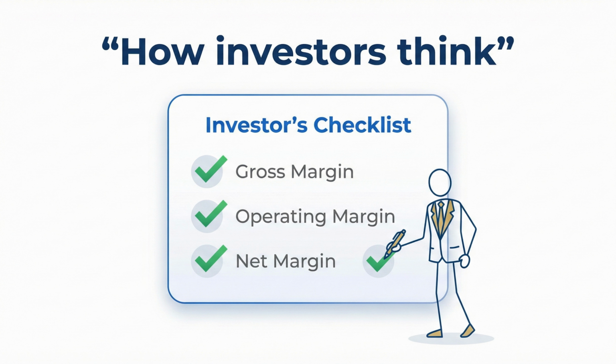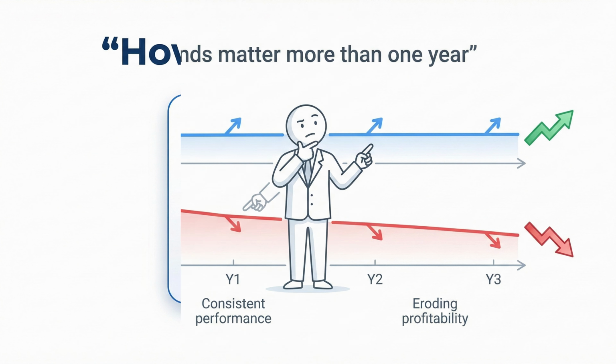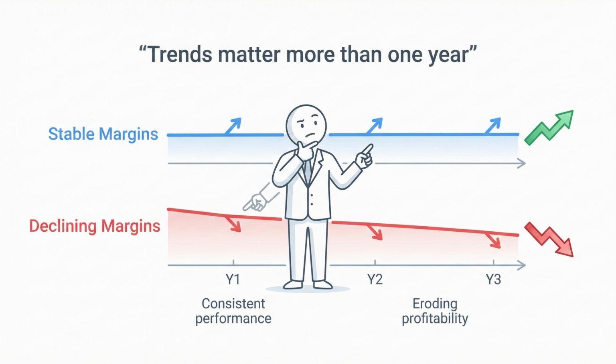How smart investors use all three together. Good investors never look at one margin in isolation. They ask, are gross margins stable over time? Are operating margins improving? Do net margins hold up during bad years? Together, these three margins reveal business quality, management efficiency, and financial strength. This is how professionals analyze businesses.